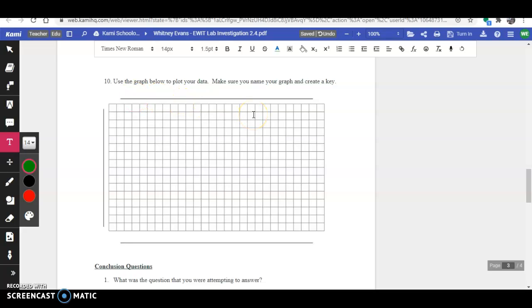It says, use the graph below to plot your data. Make sure you name your graph and create a key. So I'm going to name my graph, and this is graph 1 on this sheet. So graph 1, and the name of this one. When we're naming a graph, we want to take the x-axis and the y-axis into account. So the x-axis here would be the number of batteries, and the y-axis is your voltage across a light bulb.